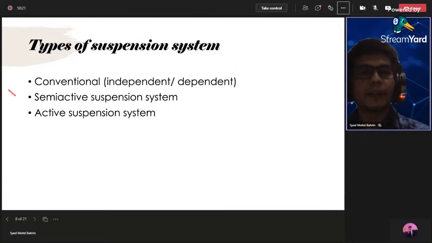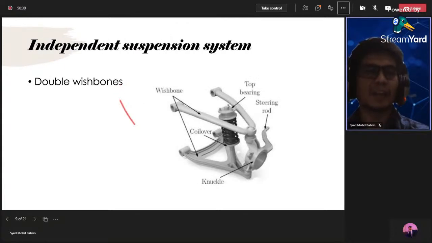Right. So first, I'm going to discuss the conventional suspension. This is the earliest suspension system type that we use. One of the types of the passive suspension system is the double wishbone.